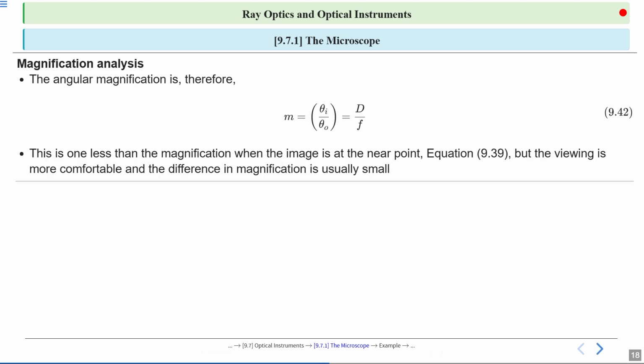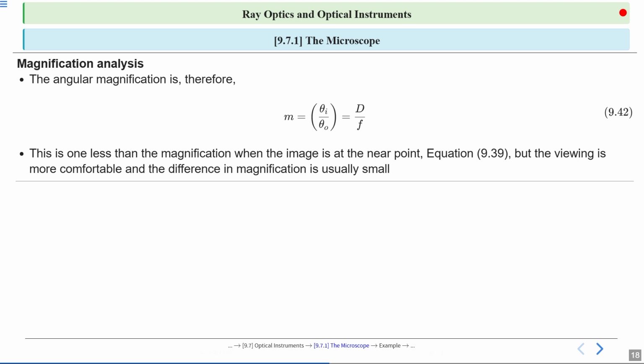Finally, let's compare this magnification to when the image is at near point. Although the magnification is slightly less, viewing is more comfortable, which is often preferred in practical application. The difference in magnification is usually minimal, making this method advantageous for long time observation. So this magnification is 1 less. The magnification in the case of near point is 1 plus d upon f. So this magnification in the case of image formed at infinity is d upon f, which is 1 less than the magnification produced in that case where the image is formed at near point.